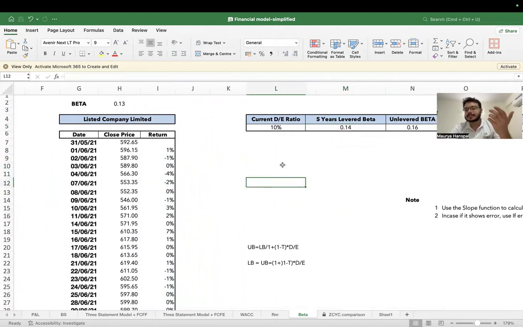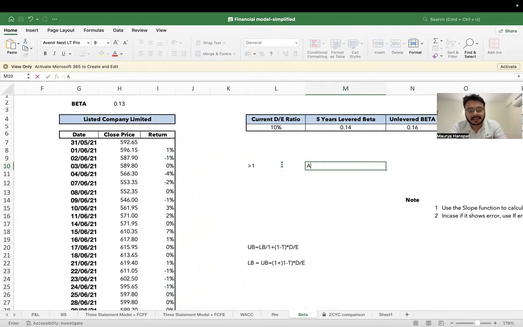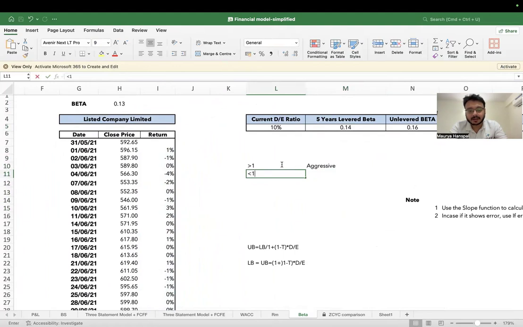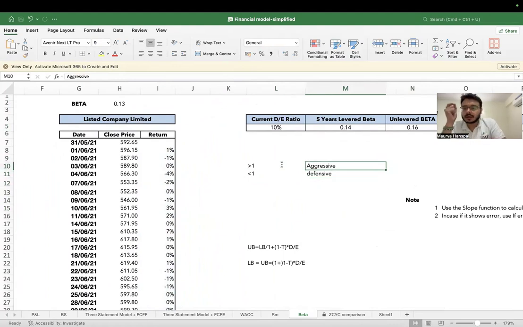Now, beta can be less than 1, it can be more than 1. If the beta is more than 1, it is an aggressive beta. If the beta is less than 1, it's a defensive beta. For example, if the beta of the stock is 1.2, it means it will rise or fall much more than the index.